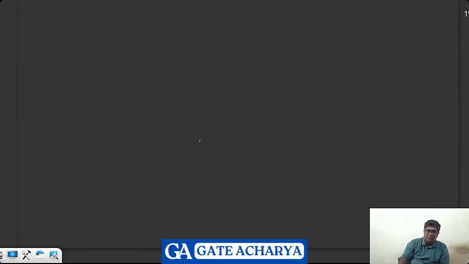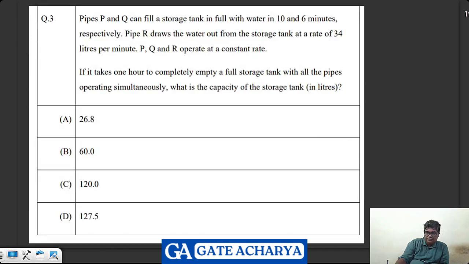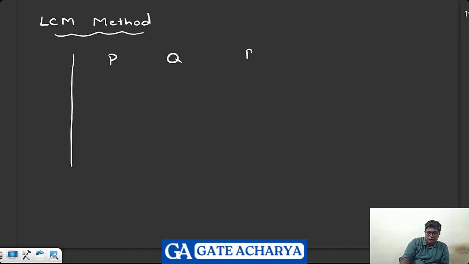Now the shortcut method is known as the LCM method. That is, I'm going to use an LCM value to solve this very quickly. Now how to manage this? There are three pipes here, P, Q, and R. And PQR is also mentioned to us, that is, combined opening.